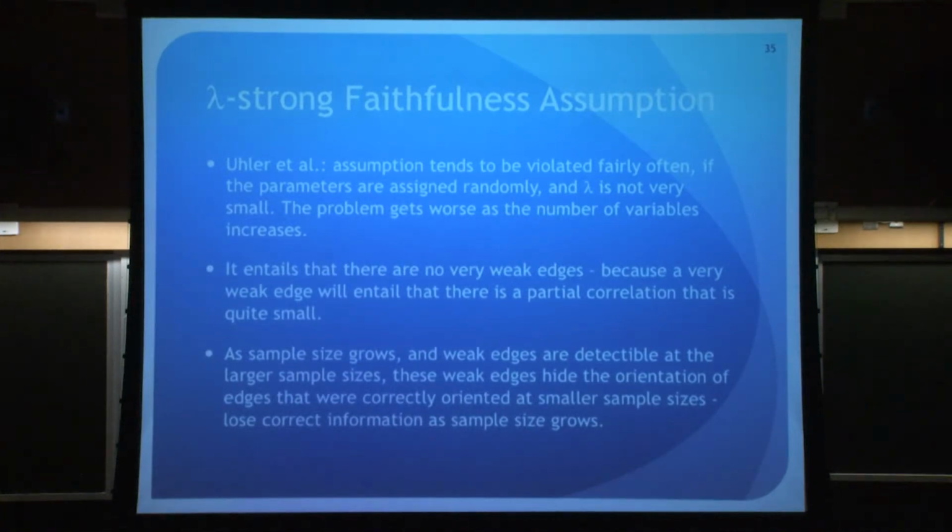Moreover, it has a very peculiar implication. If I have a very weak edge, then I will have a very weak correlation. And you're assuming that there aren't any such very weak correlations. So basically you're saying that there are certain edge strengths that can't exist. But you would think exactly the opposite. You would think there were lots of weak edge strengths. So it doesn't seem like a plausible assumption on that version either.